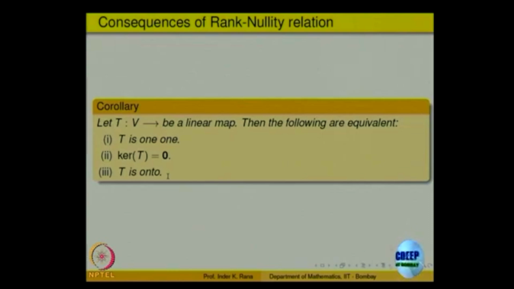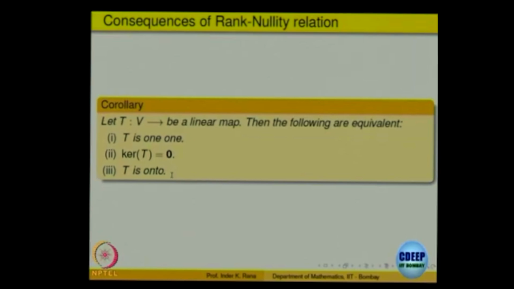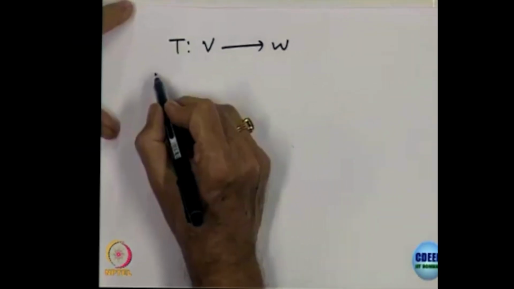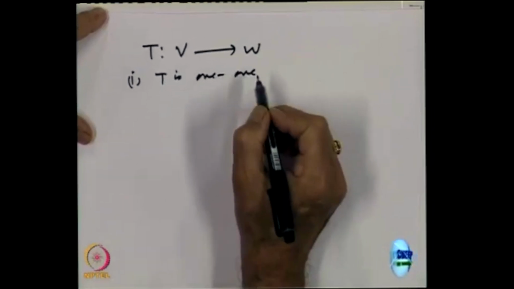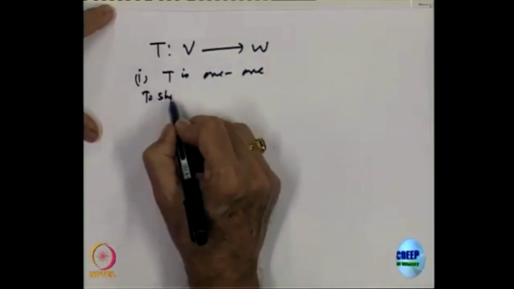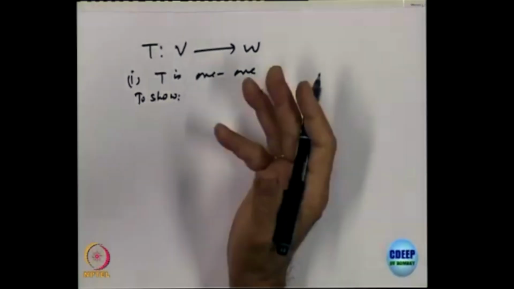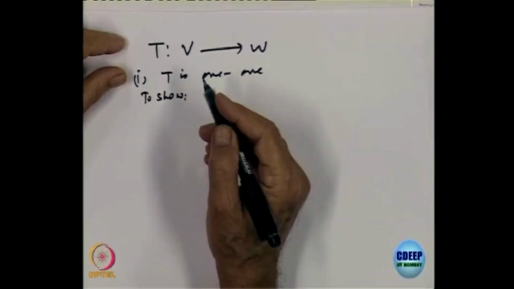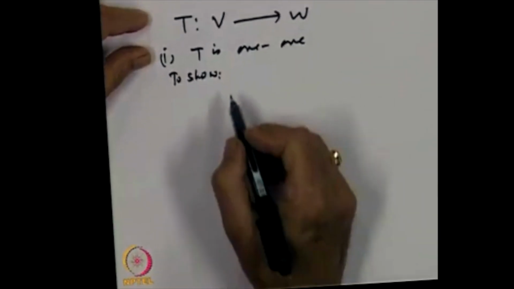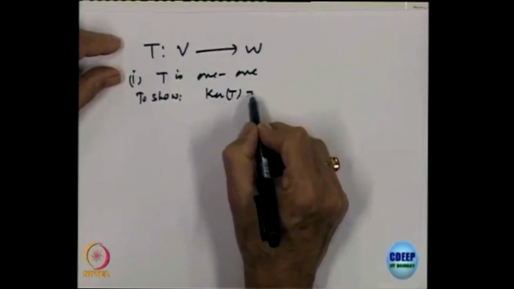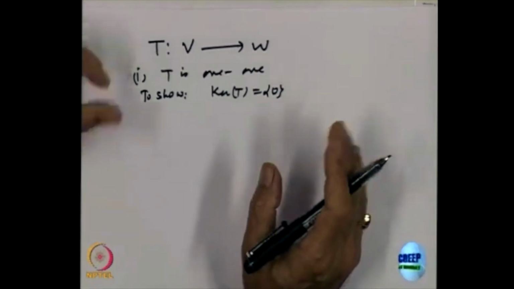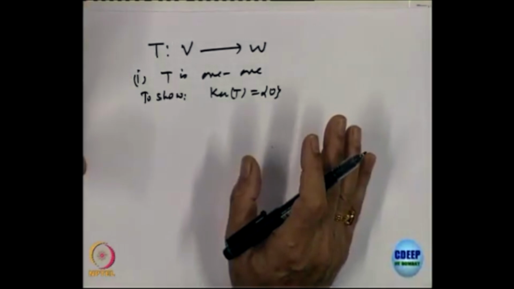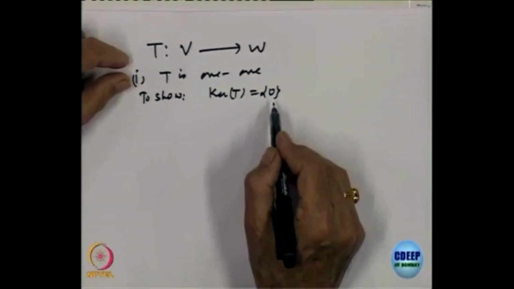It cannot have only one of the properties. Let us see a proof of that. So T is a linear transformation from V to W. Let us assume that T is 1-1. What is to be shown is that the kernel of T is only 0. In a linear transformation, 0 always goes to 0, so the kernel will always have 0 inside it. The claim is that the kernel is equal to 0. So let us show that.